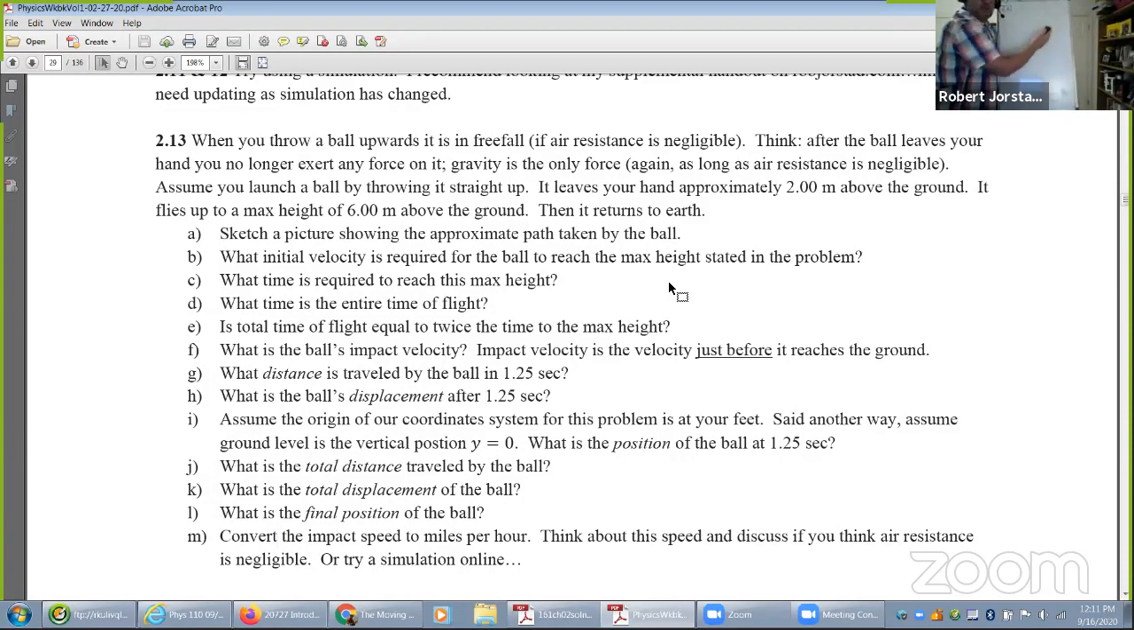So this is 2.13. Okay, and so I'm going to draw it myself, and then we'll try and look at it. When you throw a ball upwards, it is in free fall. After it leaves your hand, your hand doesn't exert any force on it. Air resistance is negligible.